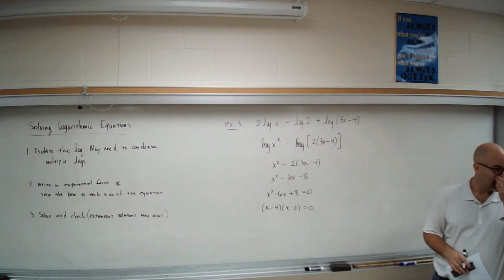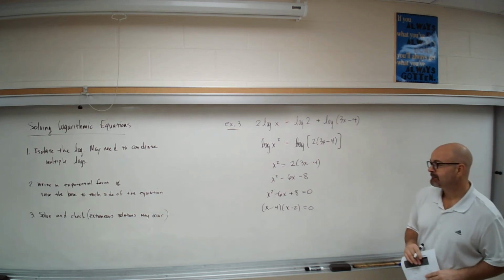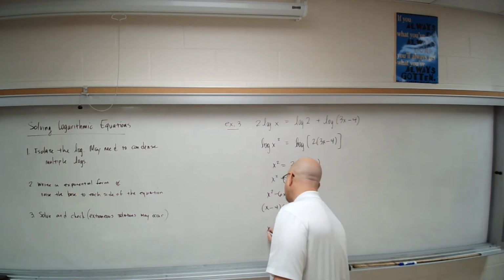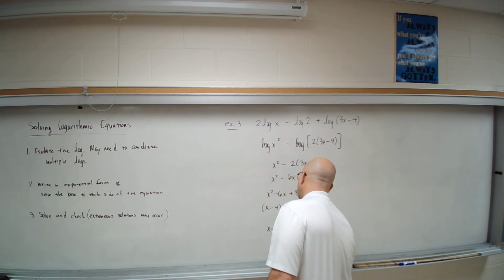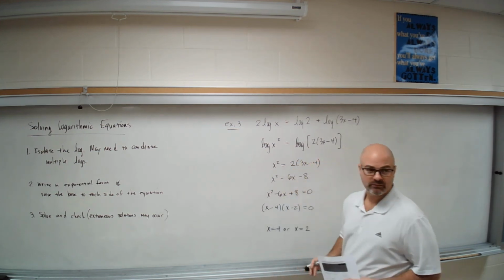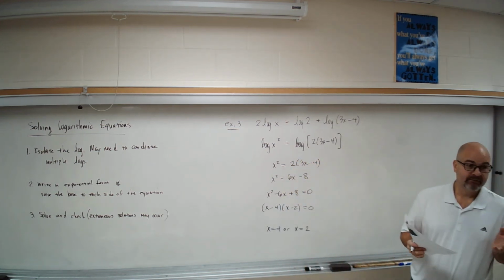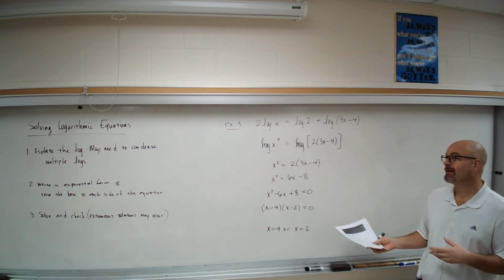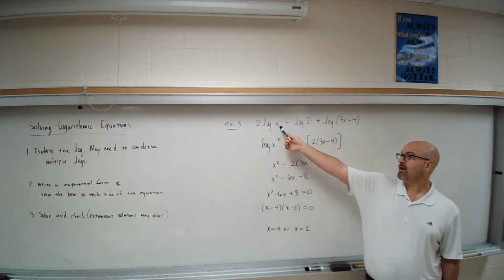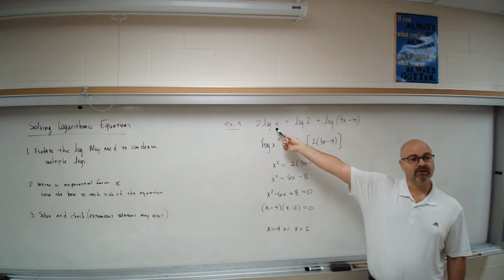We can set each factor equal to 0 and solve. And this gives us x equals 4, or x equals 2. Now, we have to check this. If one of them would have been negative, we know that we can throw it away right away because it wouldn't have worked over here.